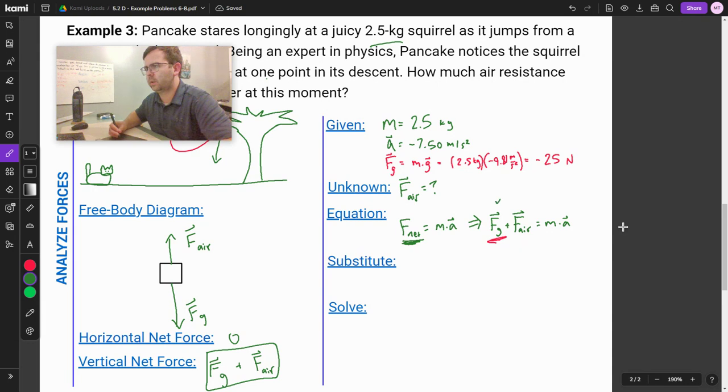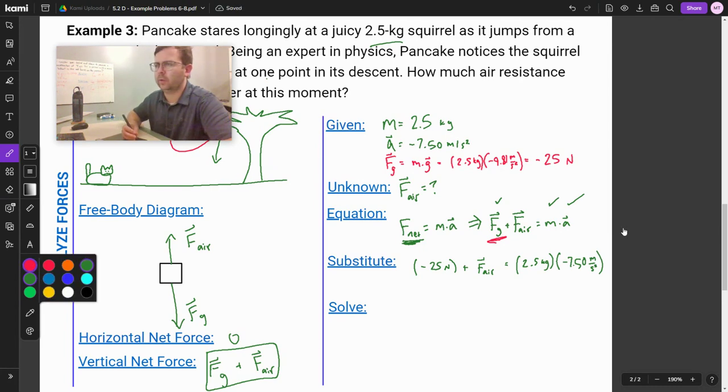I have the weight, I have the mass, and I have the acceleration, and I'm going to solve for the air resistance. So I can substitute in my weight, which is 25 newtons in the negative direction. The air resistance is the unknown, and the mass is 2.5 kilograms. The acceleration of the squirrel is negative 7.50 meters per second squared.